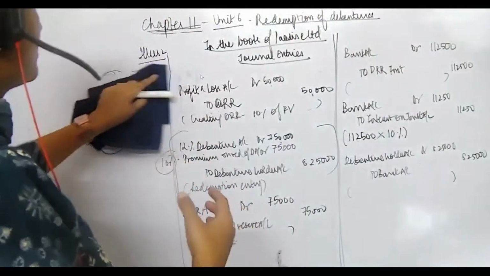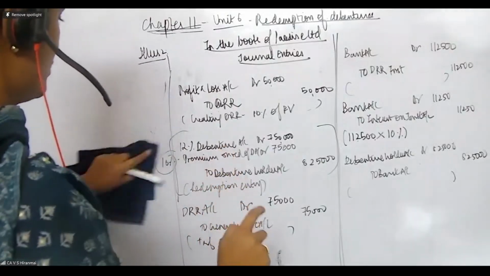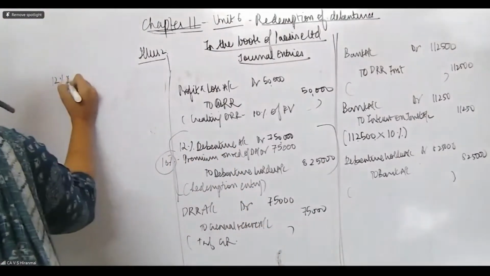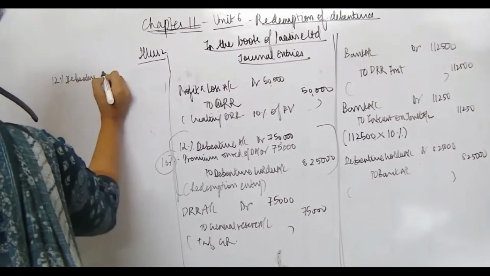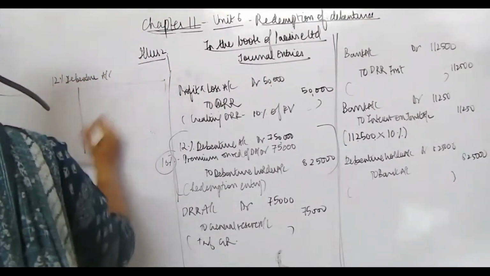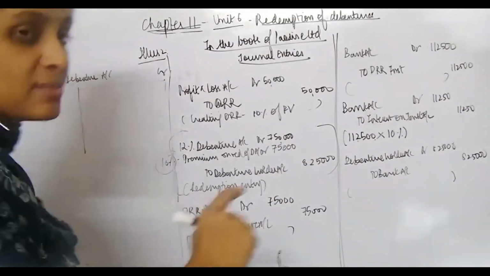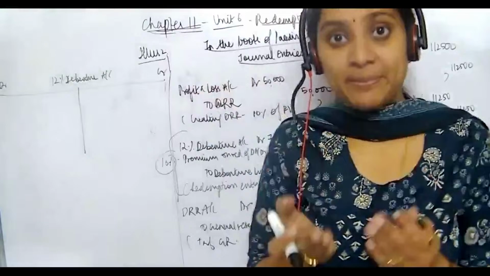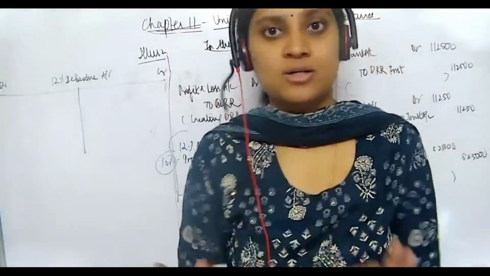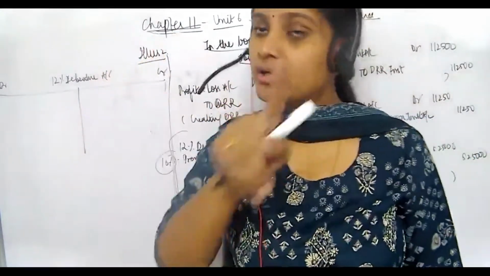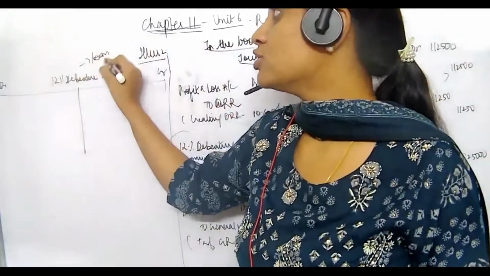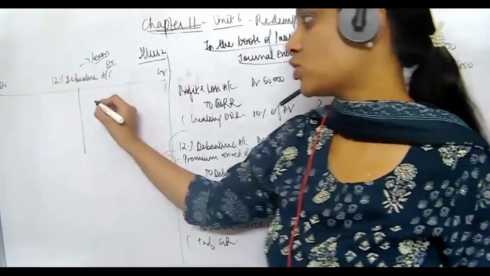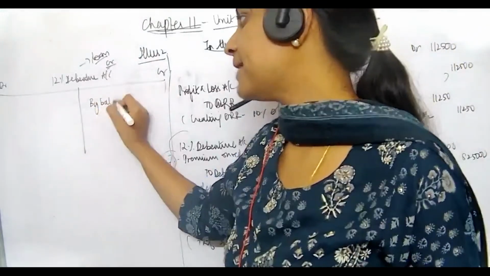So the first account they have asked us to open is the debenture account. Now I am opening the 12% debenture account. All of you should, when you're opening the ledgers, be very clear about the nature of that account, whether the opening balance will come on the credit side or debit side. Now, debentures is a long-term borrowing. It is a loan. So you will have a credit balance, correct? So, on the credit side, I will write by balance brought down.